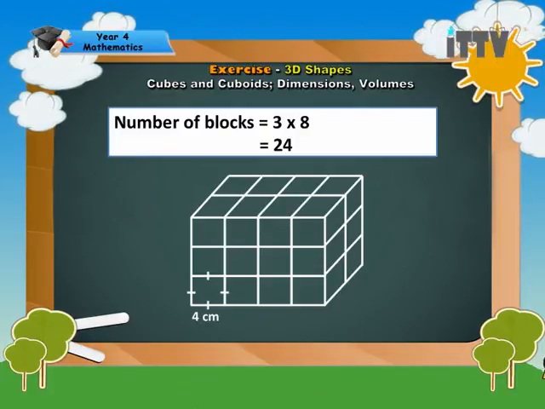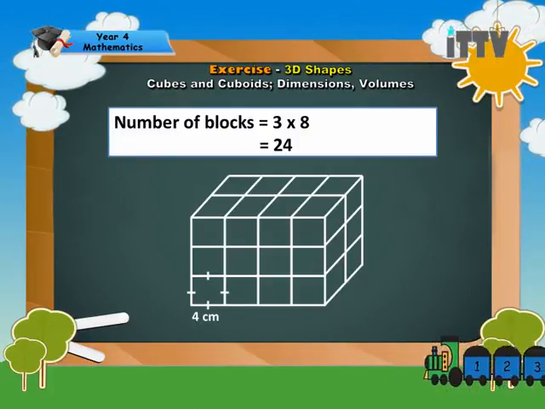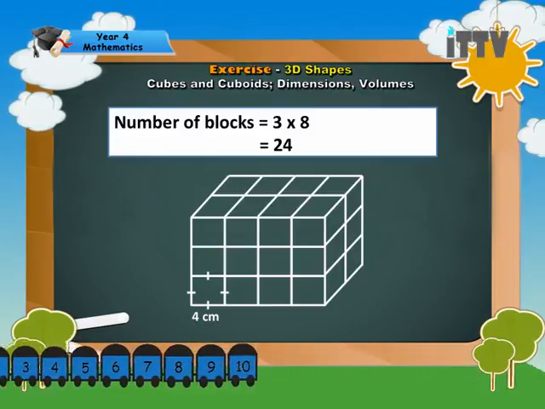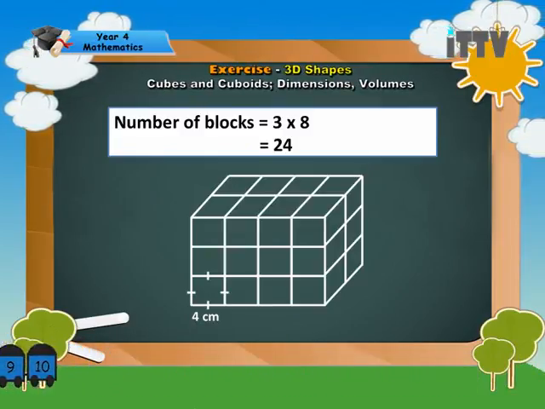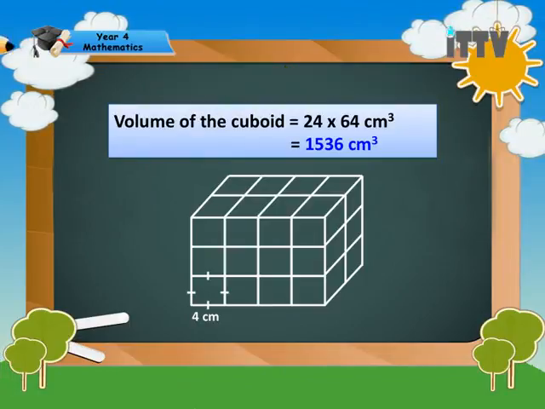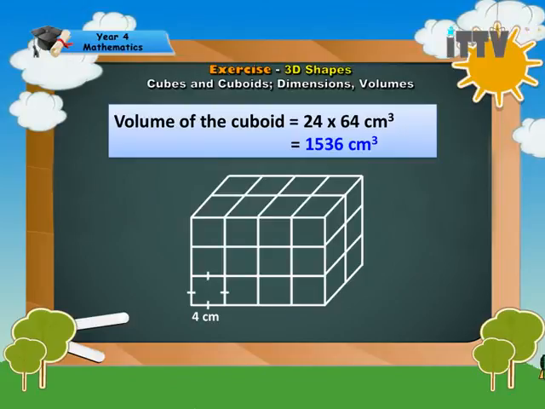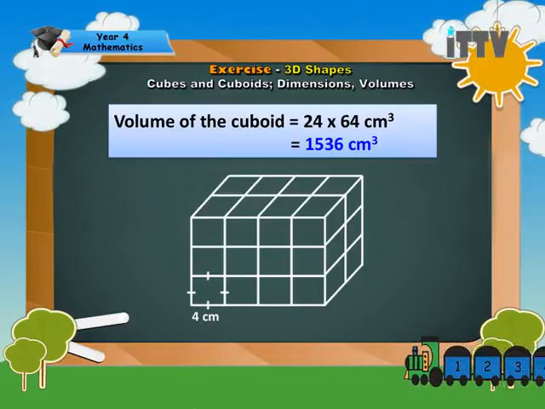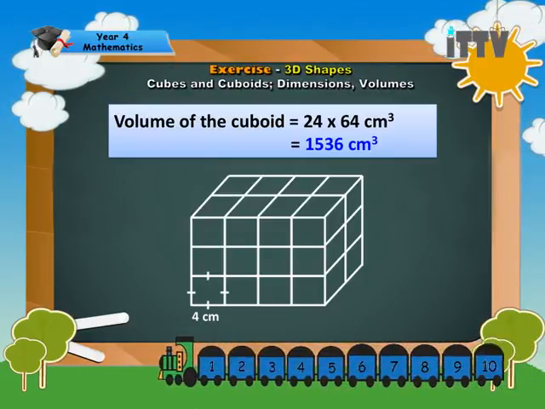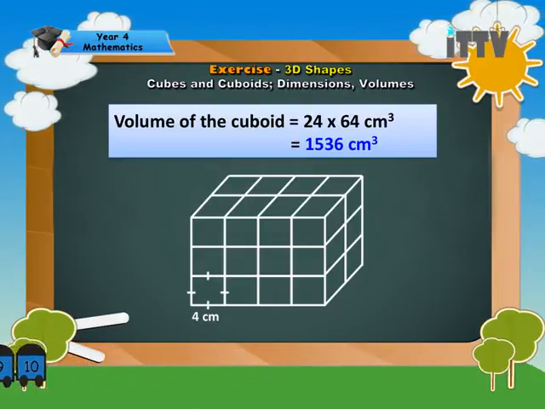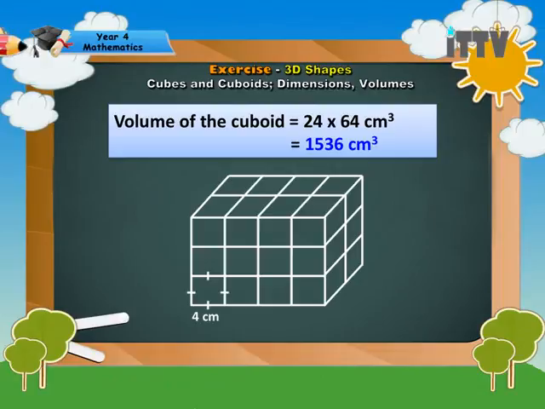Now what about the number of blocks? We have 3 layers of 8 pieces of blocks, right? So that's 3 times 8, 24. 24 blocks. Now we can find out the volume of the cuboid. 24 blocks times the volume of each cubic block, okay? 64 cubic centimeters. Now that will give us 1536 cubic centimeters. That is our answer.